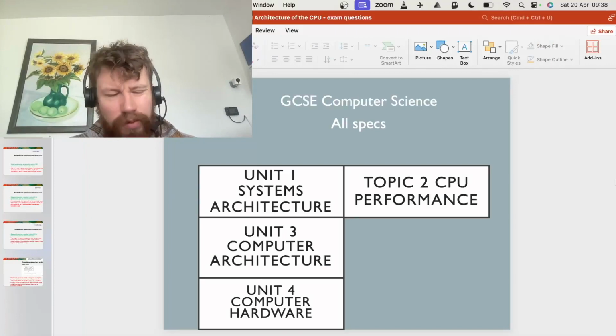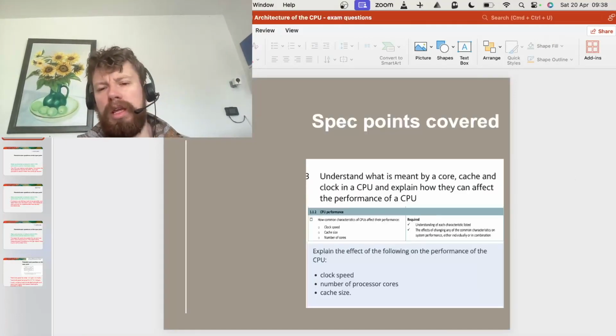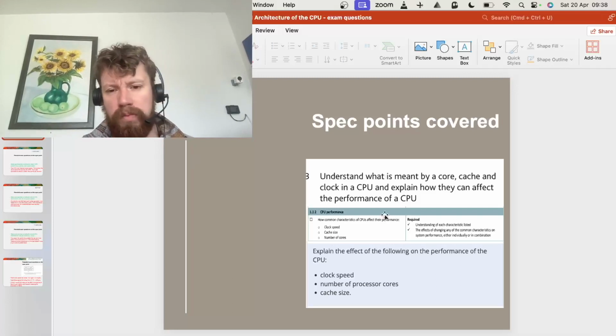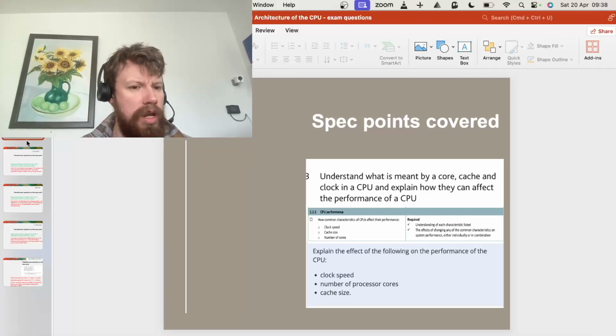This topic is for every single specification. So it's all to do with how we can affect the performance of the CPU. As you can see, here's all the spec points from the different exam boards, GCSE, OCR, and AQA.